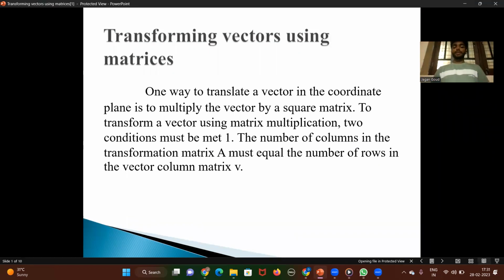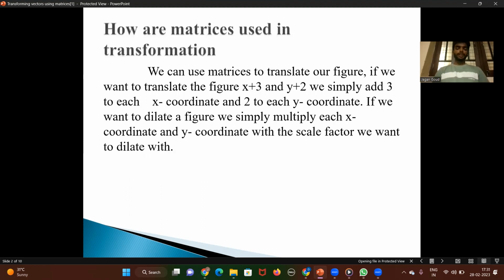And my topic is about transforming vectors using matrices. One way to translate a vector in the coordinate plane is to multiply the vector by a square matrix. To transform a vector using matrix multiplication, two conditions must be met. One, the number of columns in the transformation matrix A must equal the number of rows in the vector column matrix V. How are matrices used in transformation?